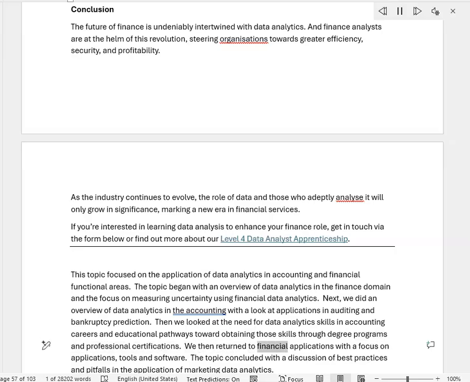We then returned to financial applications with a focus on applications, tools, and software. The topic concluded with a discussion of best practices and pitfalls in the application of marketing data analytics.